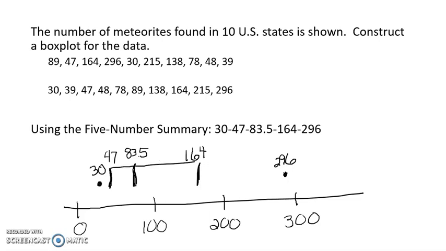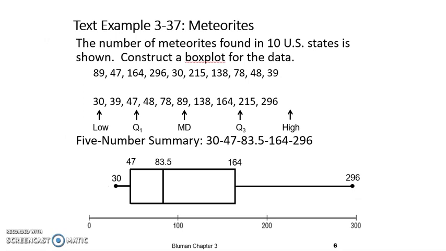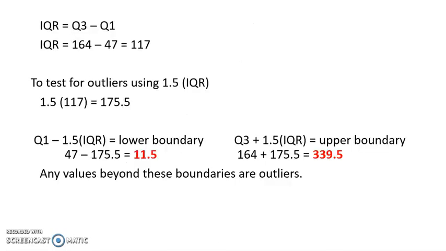So our box goes from quartile 1 to quartile 3. That's our box. So 50% of our data lies between 47 and 164. And then our whiskers go from the point to the box. That's another 25% of our data. And from this quartile to the maximum, that's another 25% of our data. So looking at a little bit better graph than that, in this screen, that's what our final box and whiskers graph looks like.